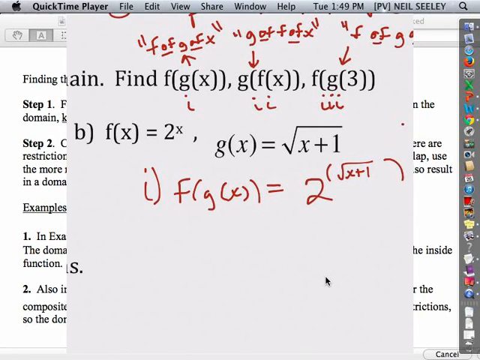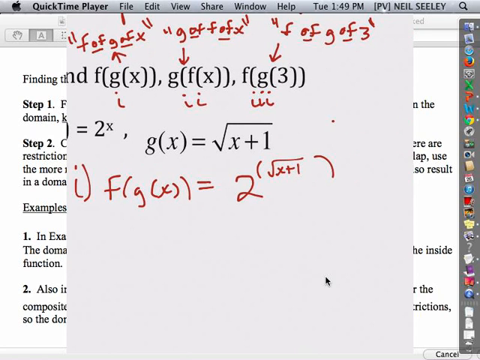Find a way to say that better. Okay, 2 to the radical x plus 1. Domain? Shall we? Domain it? This is where domain gets interesting.